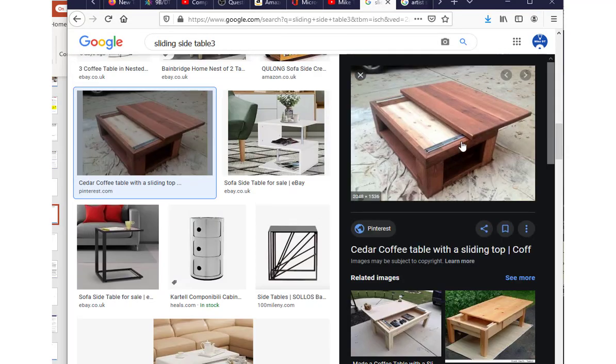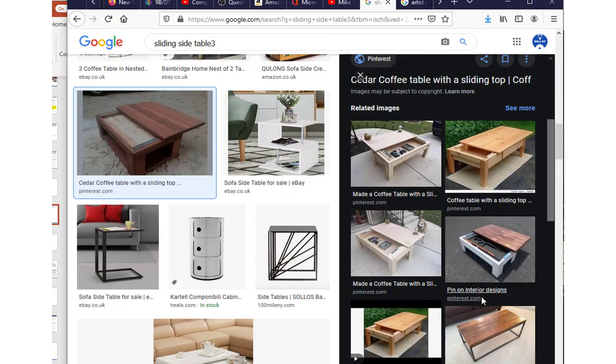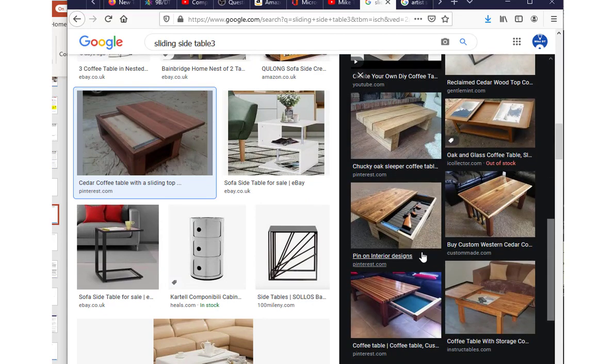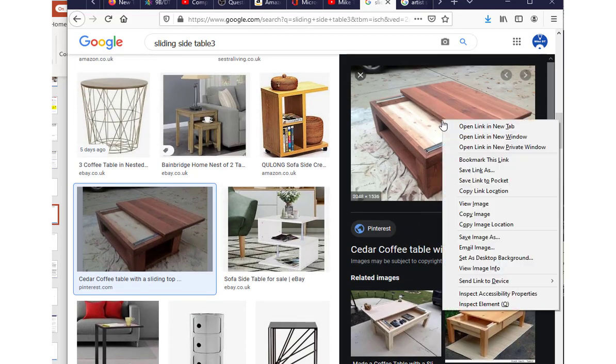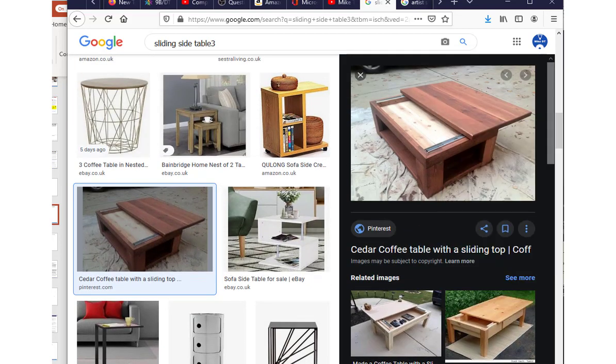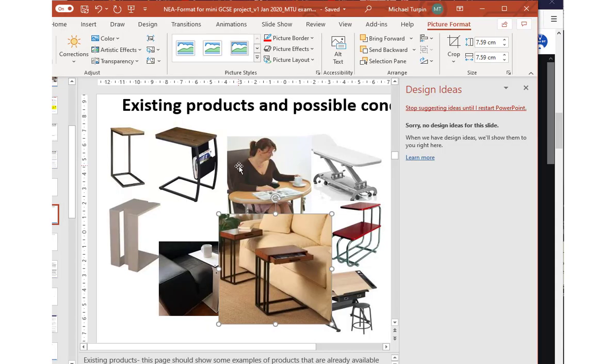Oh, look at that hidden top, or something sliding on rails. All of those are really interesting as well. Not sure we need to have a gun in it though. But I will grab that image and paste it on.